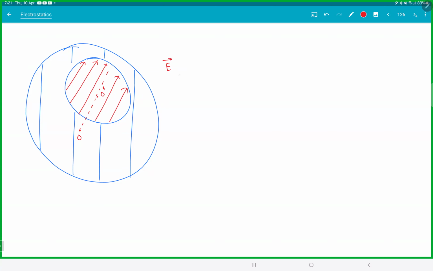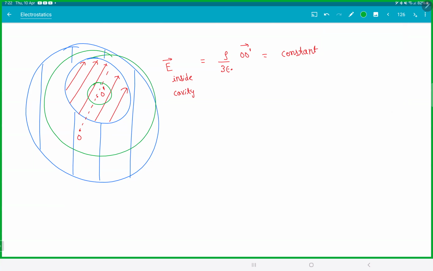So the field here will be E inside the cavity is rho by 3 epsilon O dash bar. This is a constant value. Definitely mug it up. It's a direct question they can send in the exam. Standard result. So meaning if I make a small cavity like this, the field is the same. If you make a big cavity, the field is the same. It doesn't matter how big the hole you make inside. As long as the centers are at the same place, you'll get the same answer.